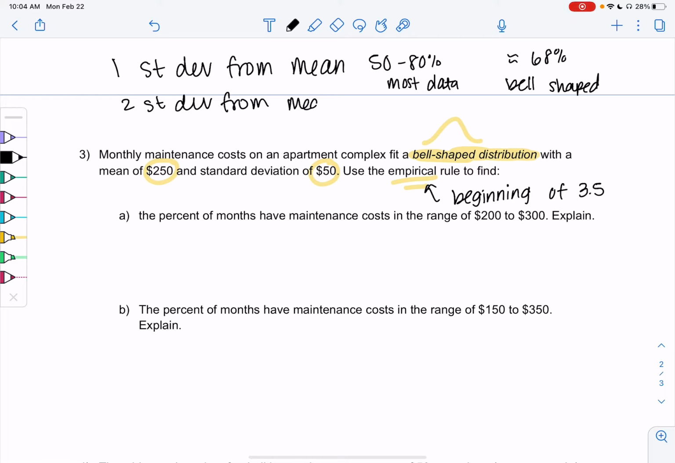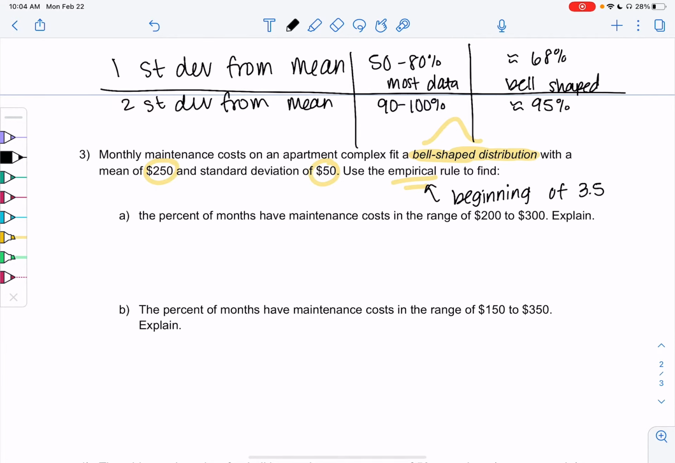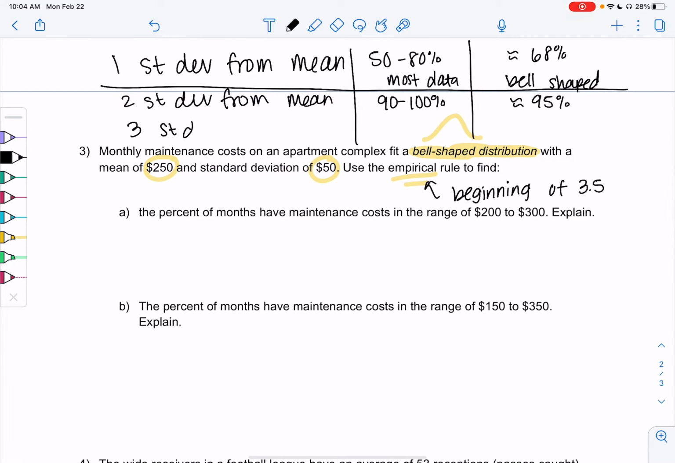2 standard deviations from the mean we learned was, I think, around 90 to 100 for most data sets, and then it was around 95 for bell-shaped data sets. And then 3 standard deviations would be almost 100. So basically almost all, and then we learned specifically for bell-shaped, it was very specific, 99.7. So what we're going to try to do is relate these ranges of numbers to standard deviations.